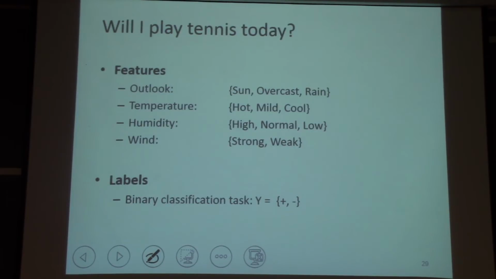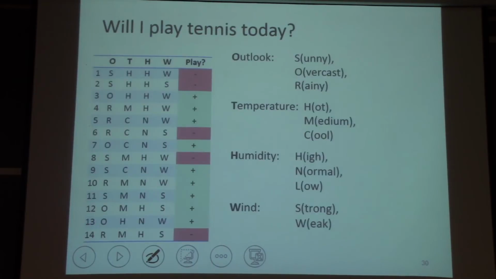And I want to train a classifier that helps me make this prediction. The first step in training a classifier is to go and collect some data. So let's say you kept track of the weather for 14 days, and you recorded whether you played tennis that day or not. Let's say you have this table of 14 examples. I'm going to use this notation here: O, T, H, and W are the features, outlook, temperature, humidity, and wind. And each of them has multiple values. So, is this setting clear?